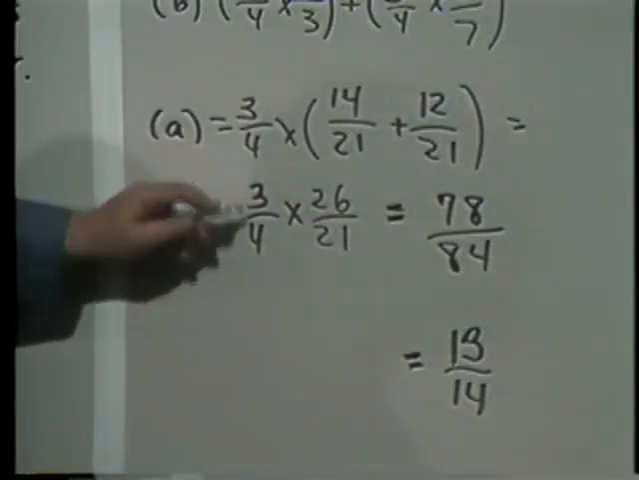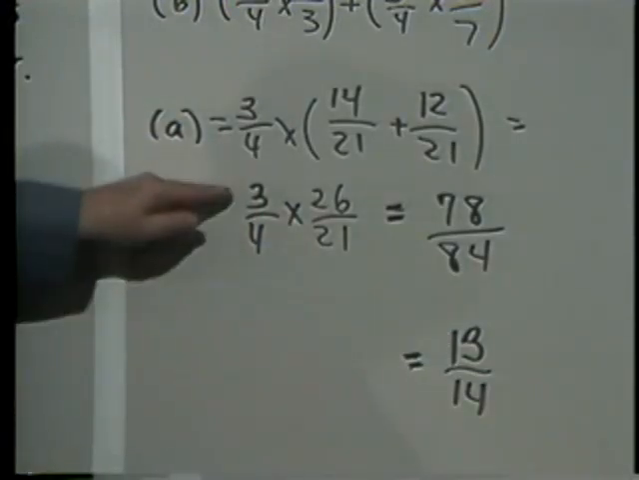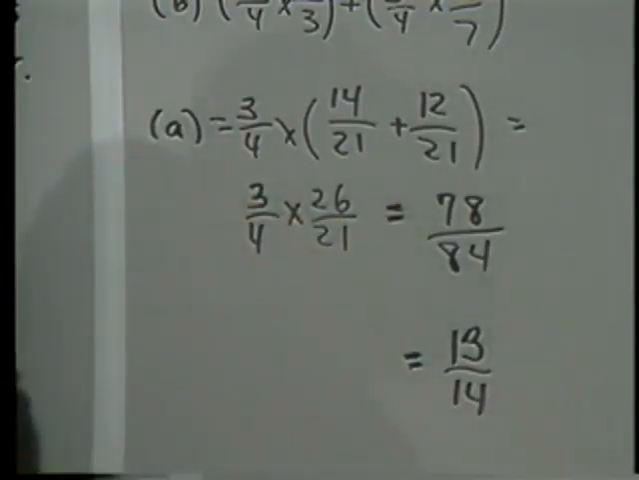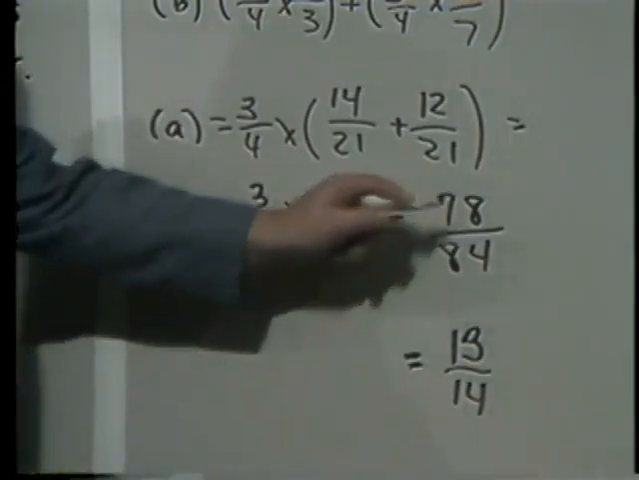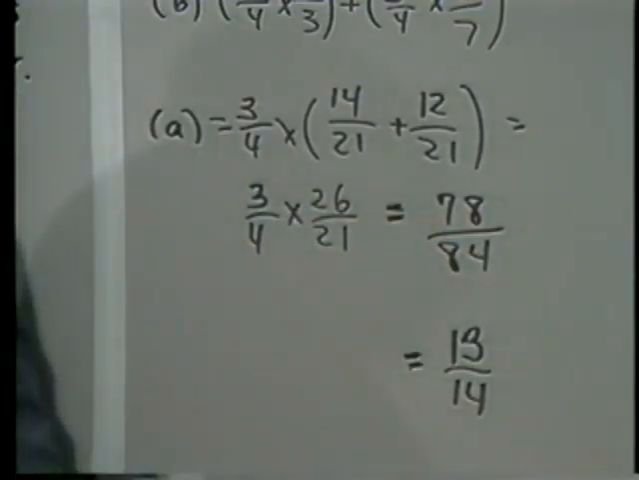So now I'm taking the 3/4 and multiplying that by 26 over 21. That gives me 78 over 84. The problem was supposed to be in lowest terms. How do I know this isn't lowest terms? Well, because this ends in an 8, this ends in a 4. They're both divisible by 2.